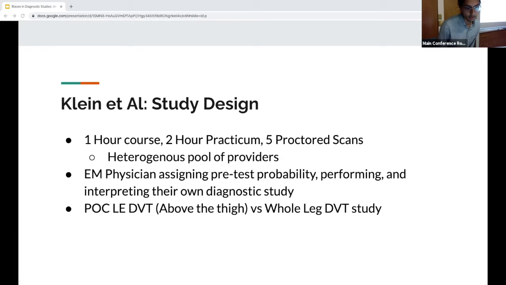It's interesting here that the mid-level, with the attending's supervision, is basically seeing the patient, assigning a pre-test probability, performing the scan, and then interpreting their own diagnostic study. So this is kind of problematic. And the study you're seeing here is a bedside sono, which is above the thigh, while the certified radiology tech is doing a full leg DVT study. Whether that has any clinical impact later, there are some patients who have isolated popliteal DVTs, which you don't necessarily treat all the time, right? But some of those patients later end up having more proximal DVTs on the repeat ultrasound that's done later. And so again, it means false negatives possibly for us.